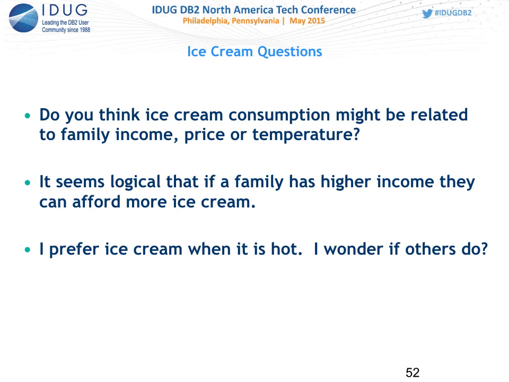So I started coming up with some questions, and data scientists do this all the time. They come up with these questions and hypotheses, and then they go cranking through the data to prove whether or not what they're seeing can help them. So I started wondering, does the consumption of ice cream have anything to do with income, price, or temperature? I kind of figured that people's income would have some effect on how much ice cream they could buy. I personally like ice cream better when it's hot outside, so I figured, well, maybe other people did too.